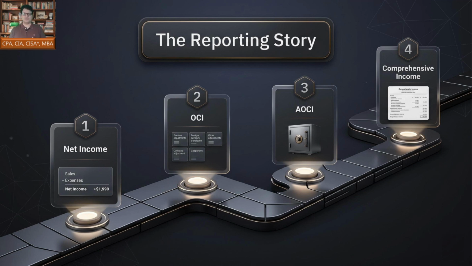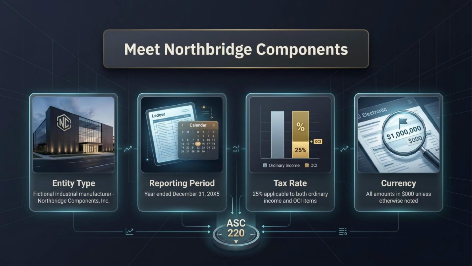Net income shows earnings, OCI adds selected non-owner equity changes, and AOCI stores the history. Meet Northbridge Components Incorporated, a fictional industrial manufacturer created only for this illustration. The company reports for the year ended December 31, 20/5. All amounts are in thousands of dollars and the tax rate is 25% for both ordinary income and OCI items.